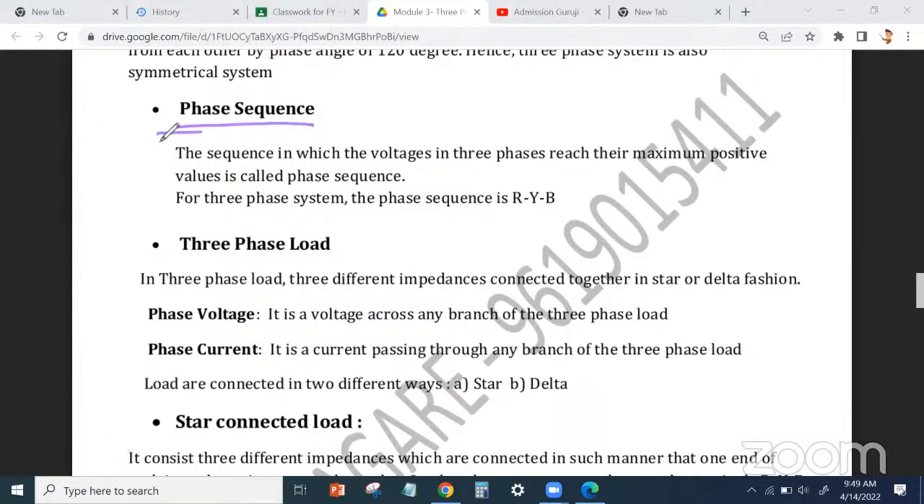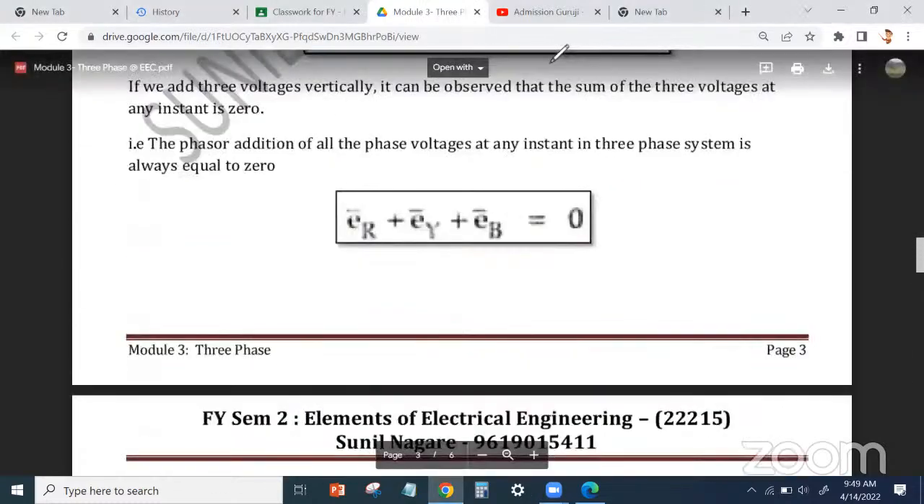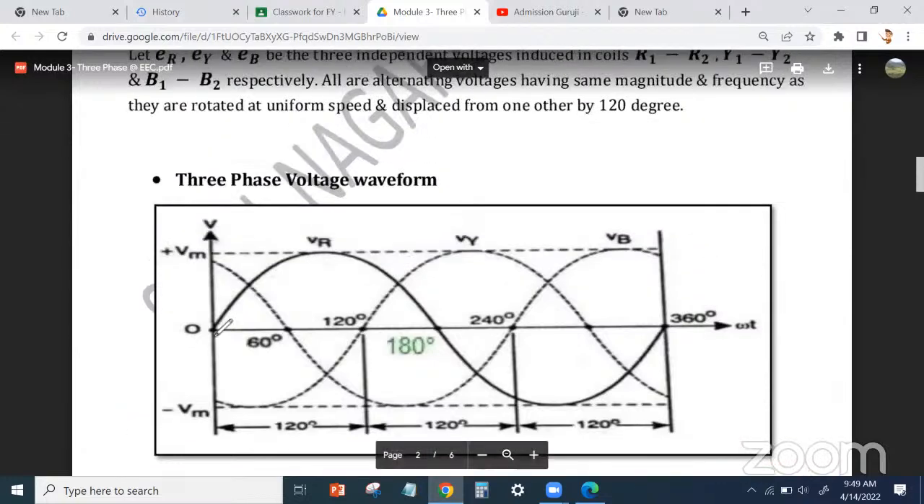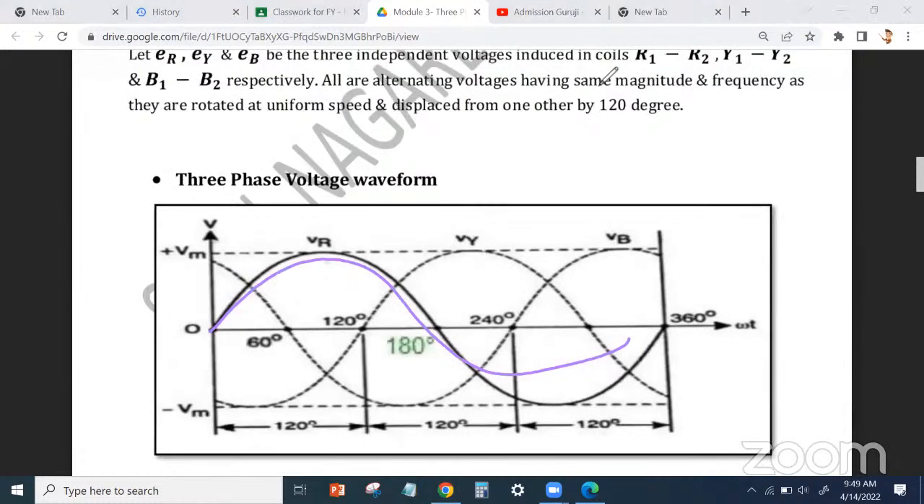So what is the phase sequence? After the 3 phase. Phase sequence क्या होता है? Let's see. The sequence in which the voltages in 3-phase system reach their maximum positive value is called the phase sequence. See this one. The waveform देख लो एक बार, so you get an idea. So this is the first waveform. The first waveform है this one. उसका मैक्सिमम वैल्यू कहाँ पे है, यहाँ पे. This is the maximum value of the first waveform.